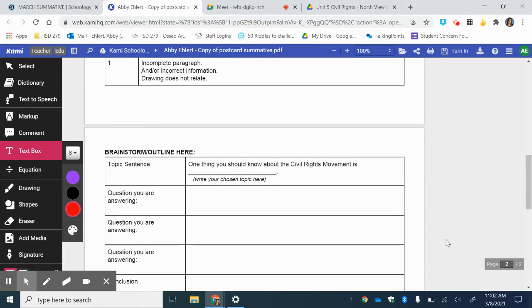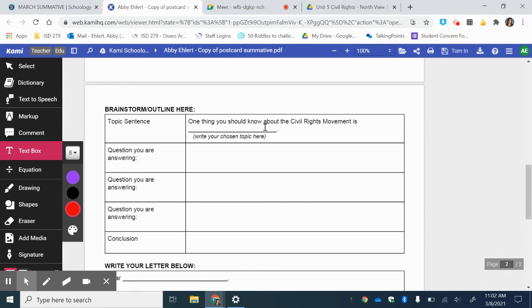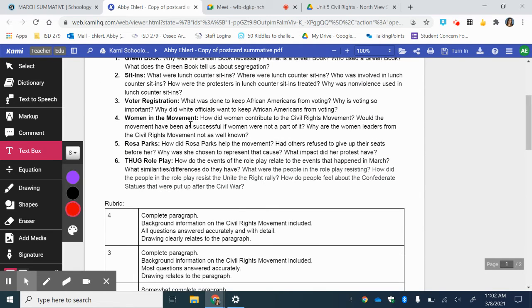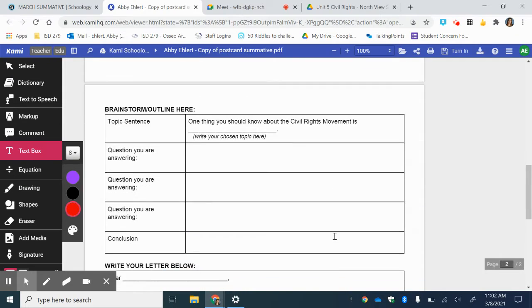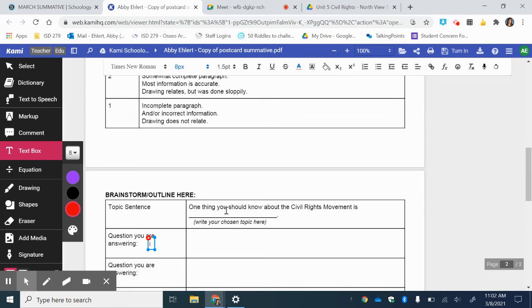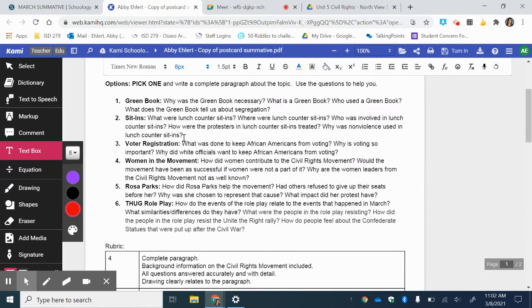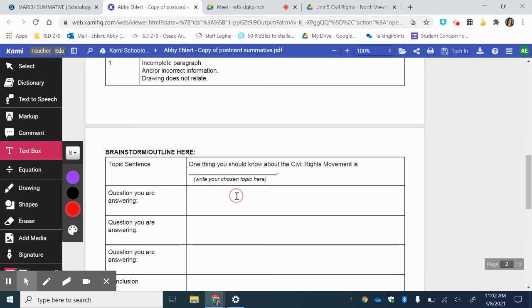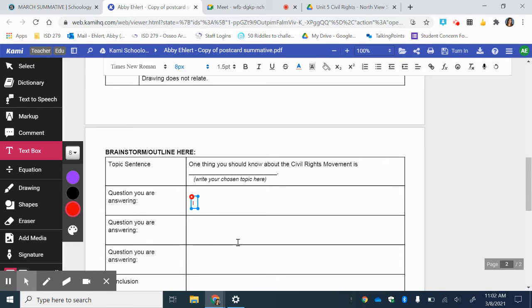The first thing you're going to do is your brainstorm, your outline. So you'll start with your topic sentence. It says, one thing you should know about the civil rights movement is blank. So that's where you'd write the title of your topic. So voter registration or women in the movement. Then write down the question you're answering. So if you chose voter registration, copy and paste the question that you're working on and put it right here. And then put what you're going to write for your answer.